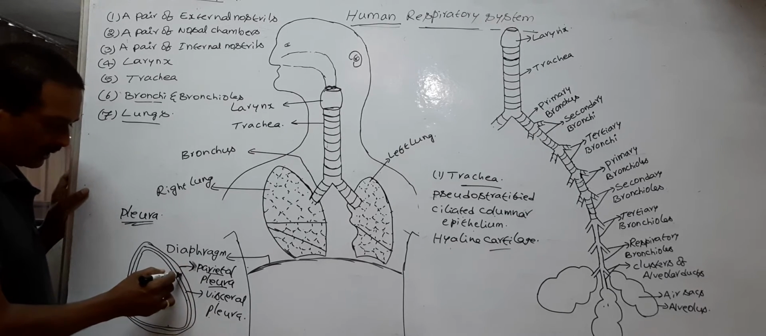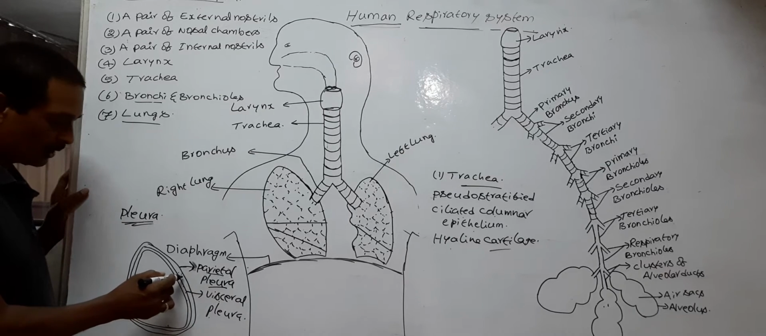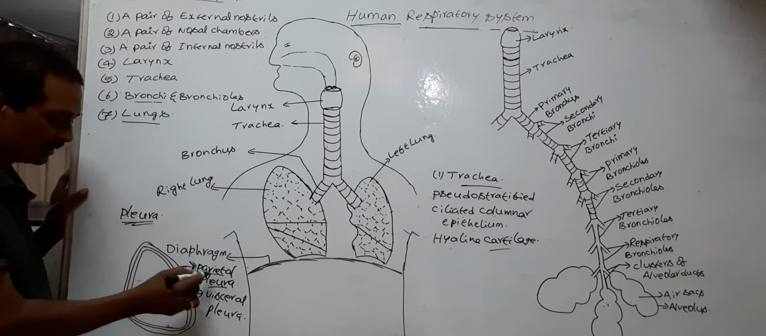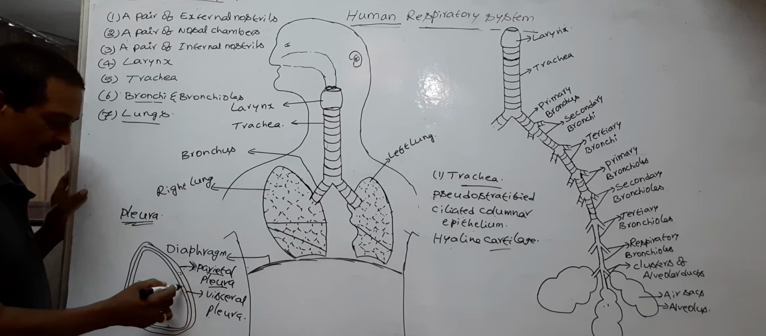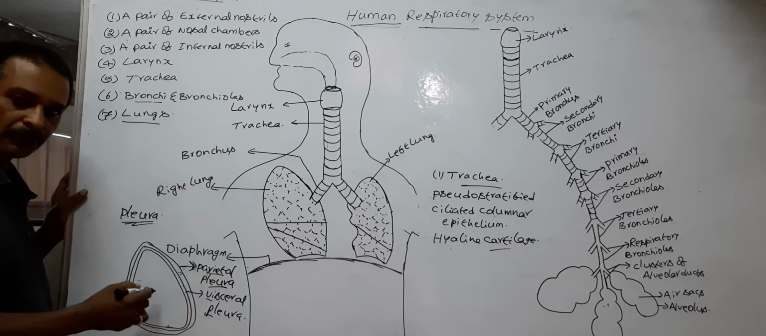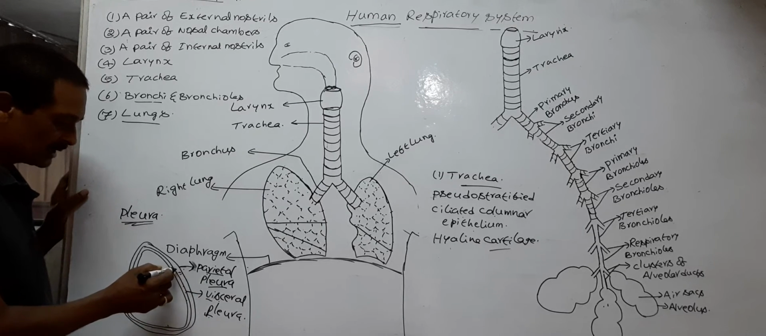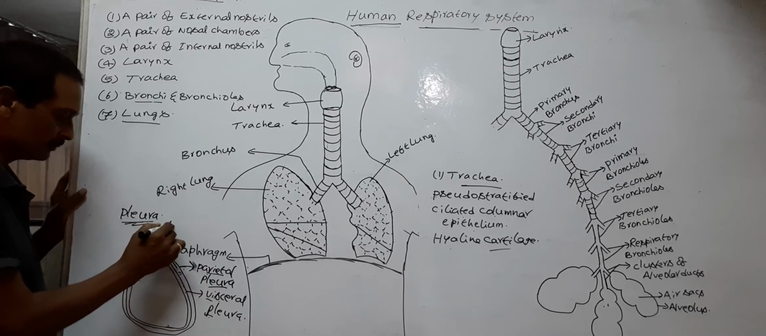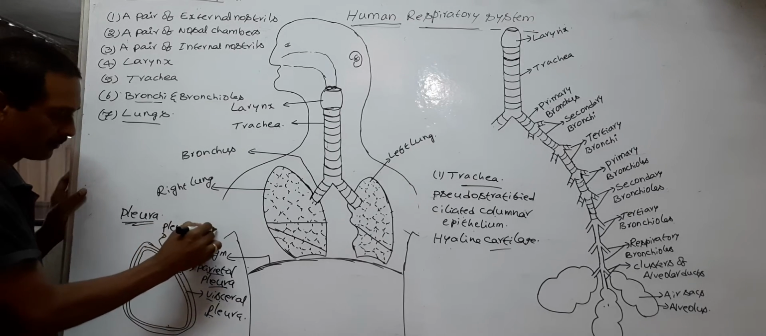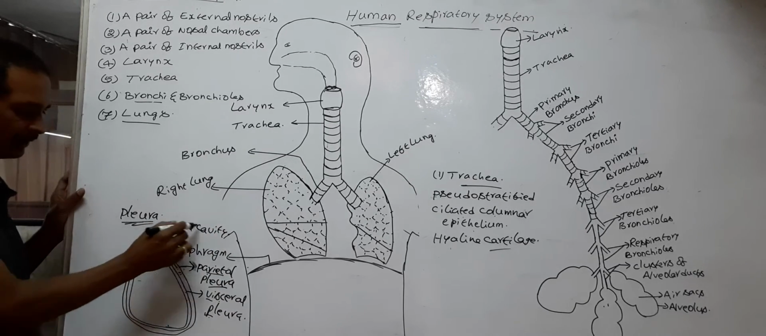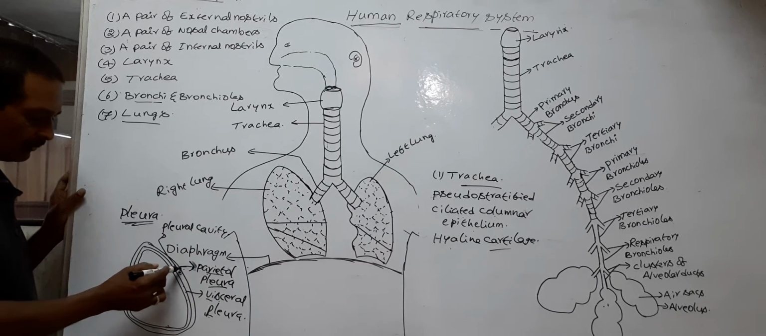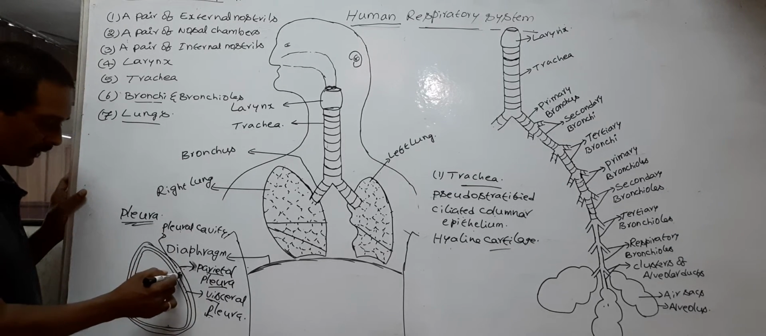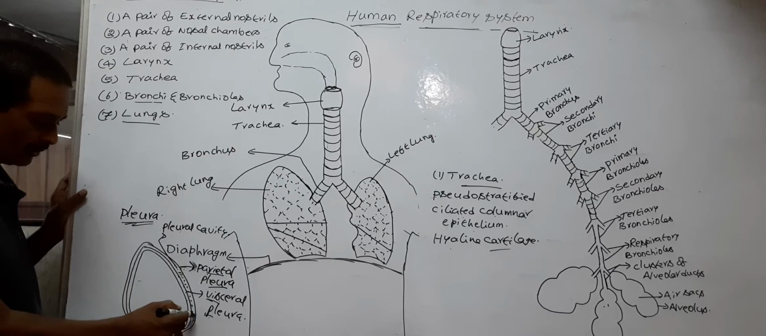Between parietal pleura and visceral pleura, a small space is present. So a small gap or space is present between the outer parietal pleura and the inner visceral pleura. This space is called the pleural cavity. The pleural cavity is filled with a fluid called pleural fluid.